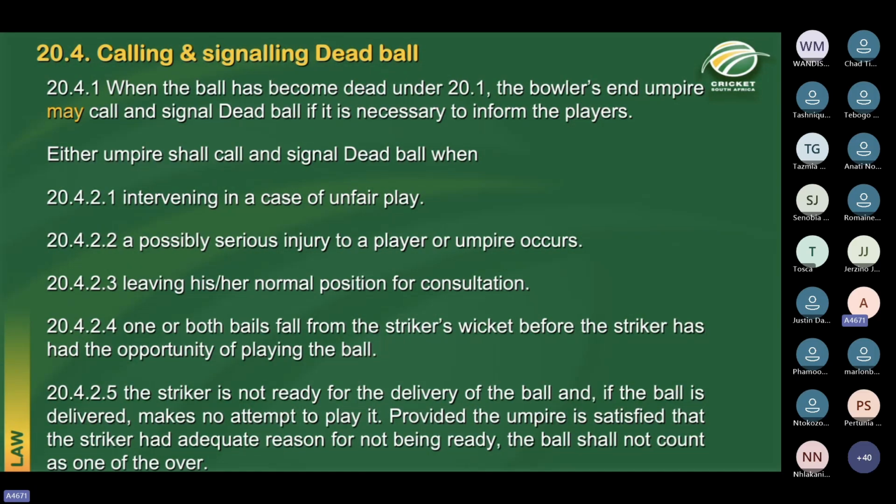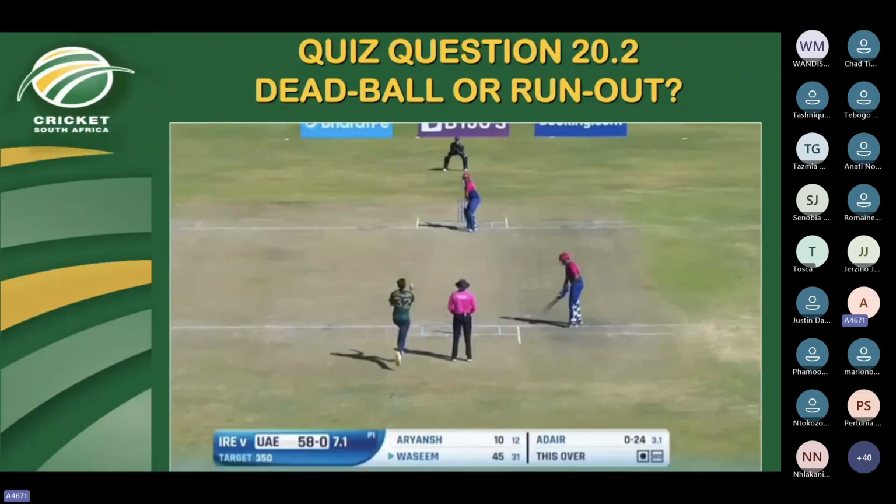If the striker is not ready for the delivery of the ball, and if the ball is delivered makes no attempt to play it, then either umpire shall call and signal dead ball, provided the umpire is satisfied that the striker had adequate reason for not being ready. This ball shall not count as a legal delivery in the over and needs to be re-bowled.